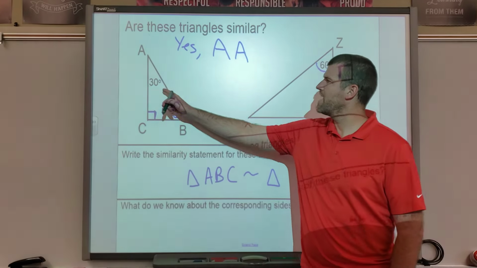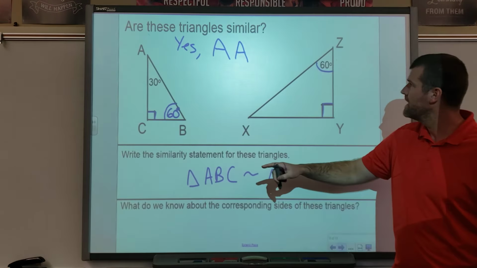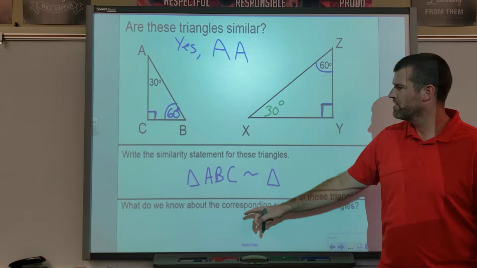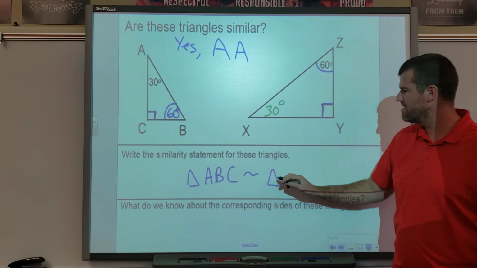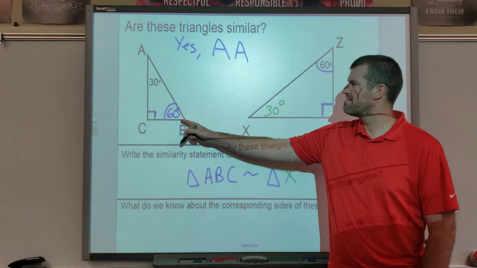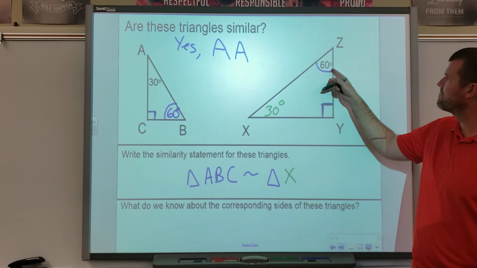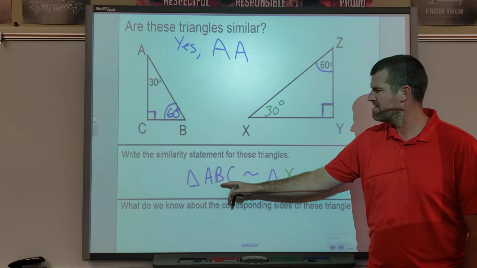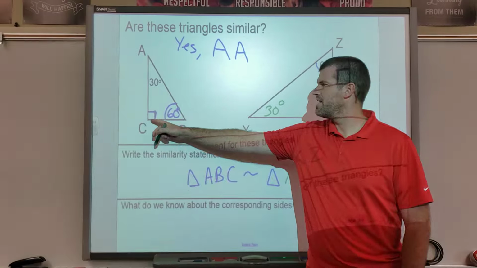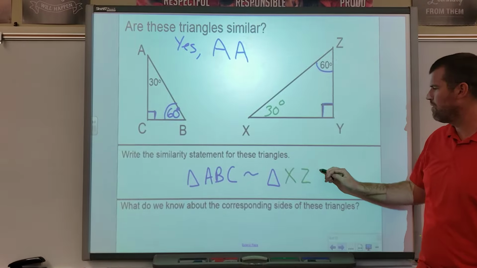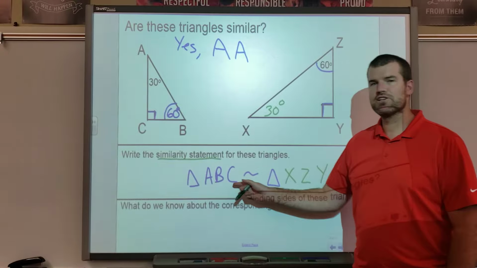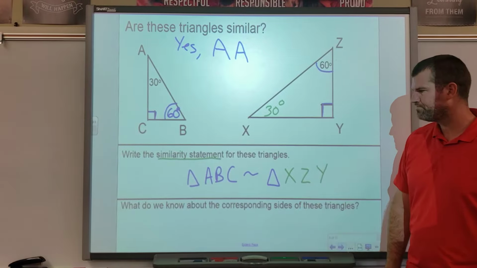That's right, I know that angle A was 30 degrees, and that goes with angle X, which was also 30 degrees. So if A goes first here, X needs to go first over here. B is my 60-degree angle, that goes with Z. So if B is second, Z will go second. And then C was the right angle, which goes with angle Y. So similarity statement, we need to make sure they're in the correct order.